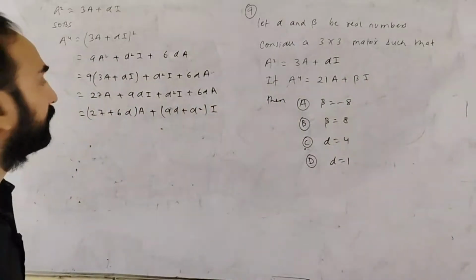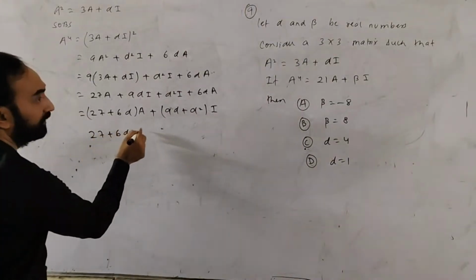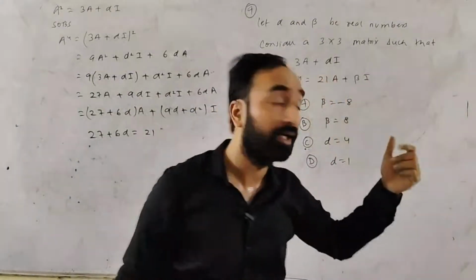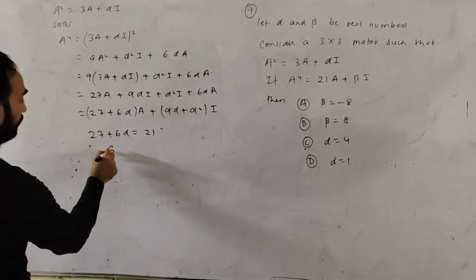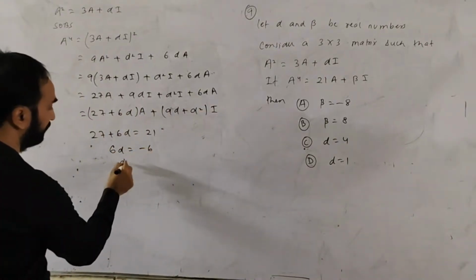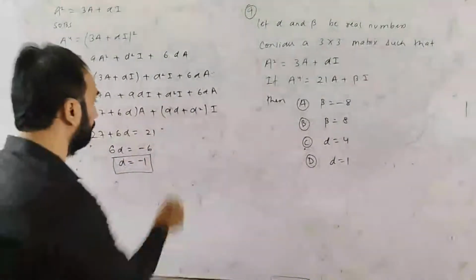20a 1, okay. So I can write this, no? 27 plus 6 alpha is equal to how much? 21. We are comparing with this a to the power 4, it is given, right? 21a plus beta I. So we are comparing it. And this will give what? 6 alpha is equal to 21 minus 6. So this will become minus 6. Alpha is equal to minus 1. By comparing only. And from here we can compare, no?